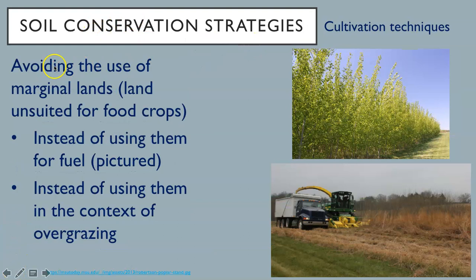Another conservation strategy is to avoid the use of marginal lands, or land that is unsuited for crops, instead of using them for fuel. As pictured here, these images are of crops being cultivated on marginal land for the use of biofuel, instead of using them in the context of overgrazing. But maybe we shouldn't use them at all and instead focus on allowing the soil to recover.